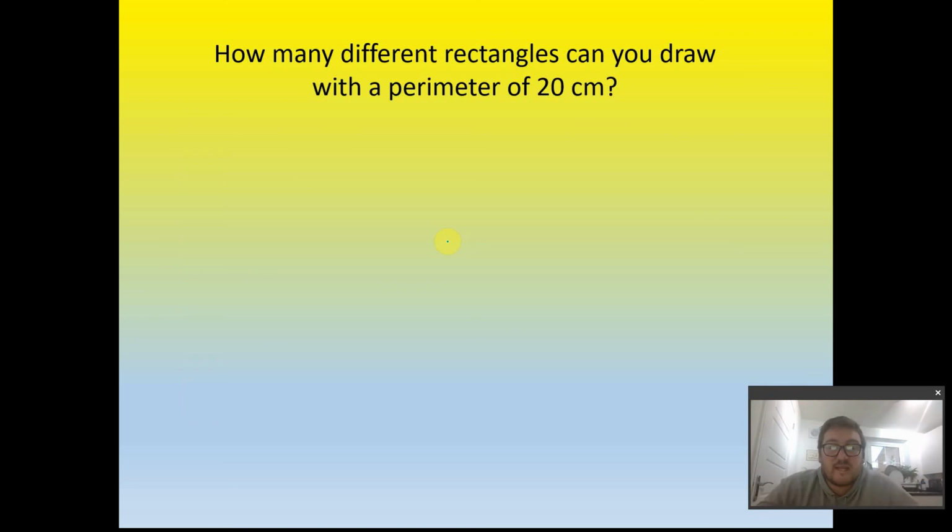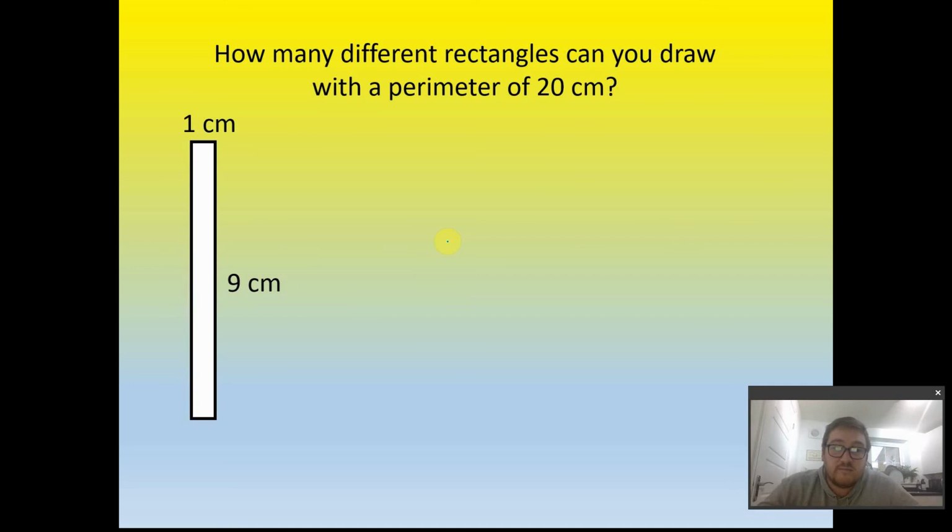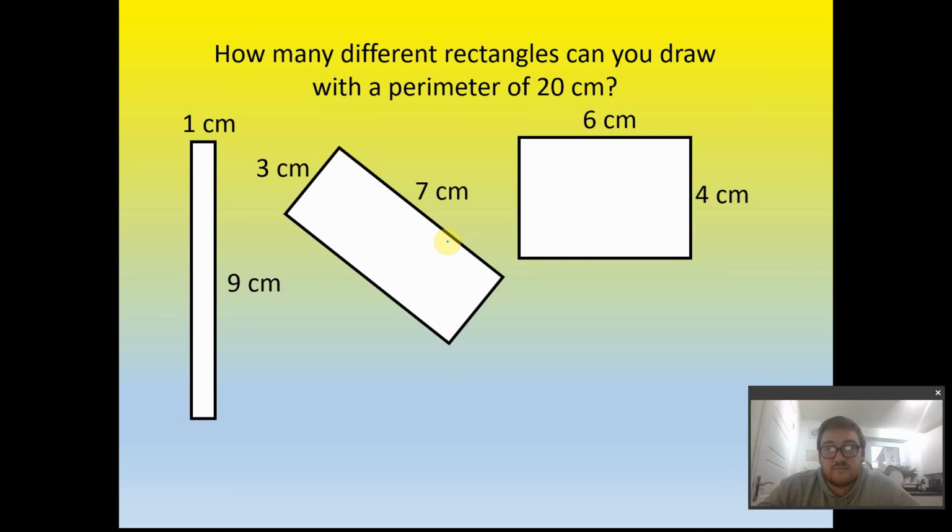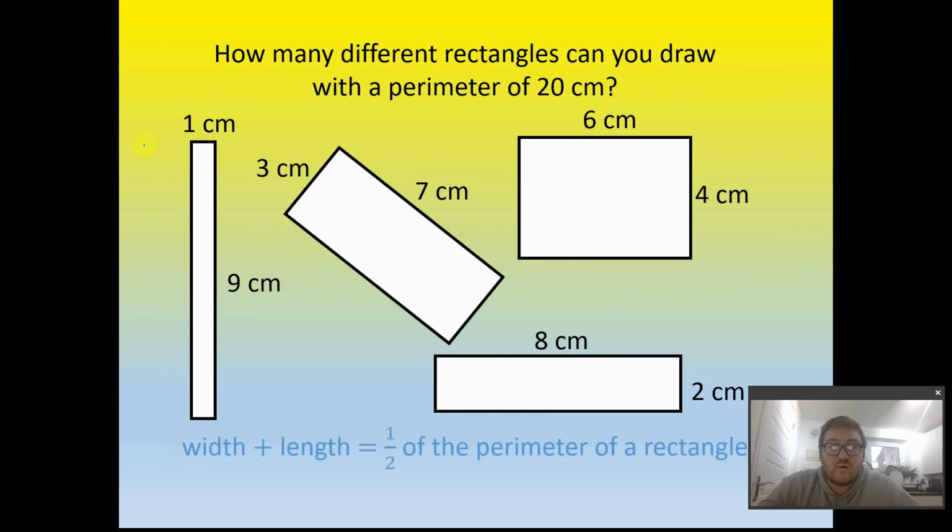So looking at some of the answers, you could have had a 1 by 9, a 3 by 7, a 6 by 4, an 8 by 2. The reason why we know it's only these is because each of these pairs of values, 1 and 9, 3 and 7, 6 and 4, 8 and 2, all equal 10. And we know that the other sides are going to have the same values. So 1 add 1 is 2, 9 add 9 is 18, 18 add 2 is 20. Same with 3 and 7, 3 and 7 are 10, and 3 and 7 is also 10. So if you got 4, well done.